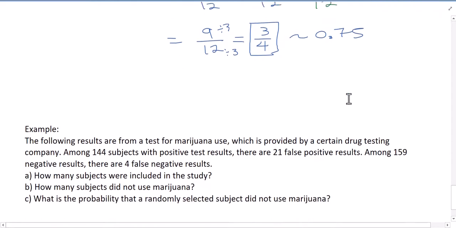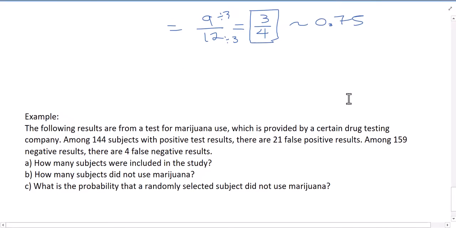Our next example, I'm going to do in the next video. We're going to use this example to go into complements and the multiplication rule for probability. So you can read the example, try to figure out on your own what you would do, and then go on to the next video, part 2 of this video series.